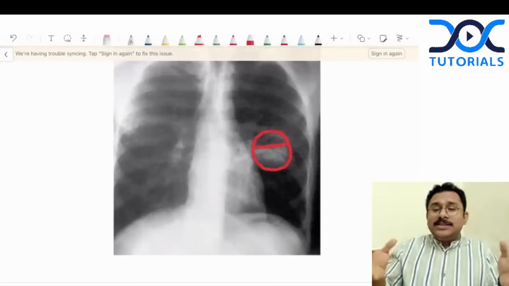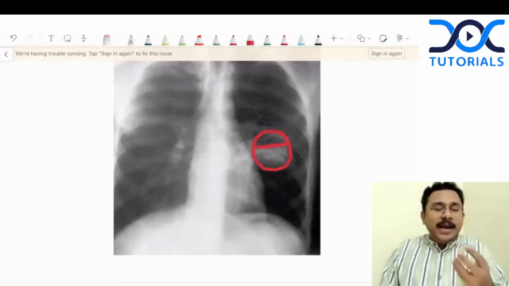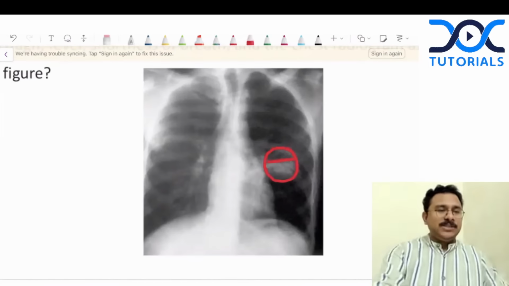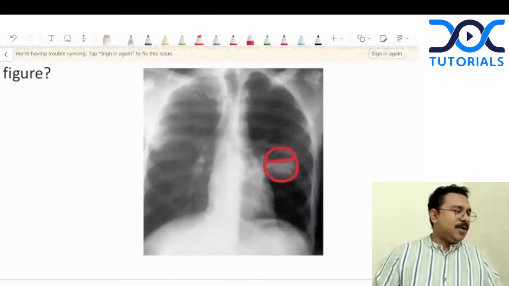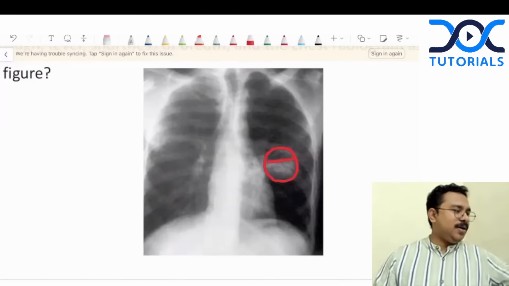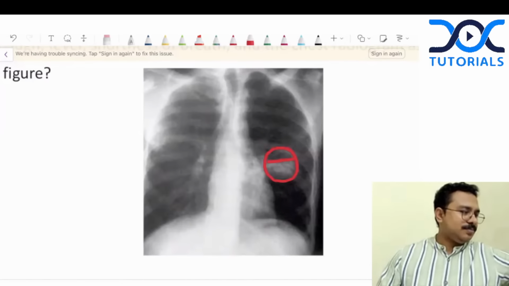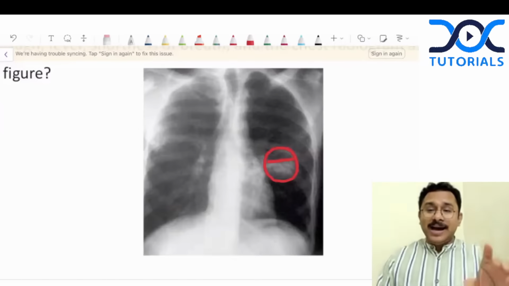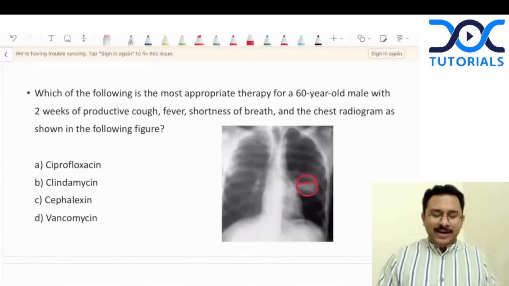So when there is a cavity with an air fluid level, what are you thinking of? I'm just waiting for your comments in the chat box. You are thinking of lung abscess.